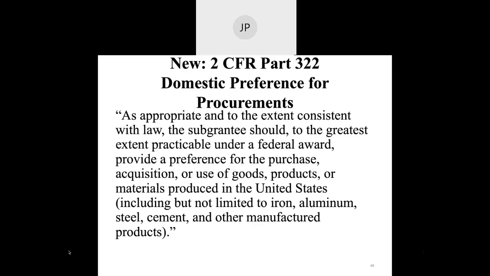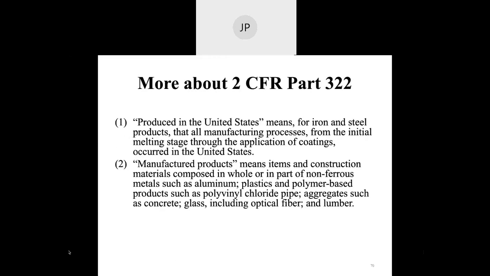The next few slides detail the new domestic preference for procurement regulation. We are required to include this language in subawards for funds we've received since November 12, 2020. So you will continue to see this regulation in new subawards going forward into the next fiscal year. Here you see the definitions in the GAN as what produced in the United States means, and also what manufactured products means. So there's no question of what is meant by those terms. And this language is directly taken from the regulations, as we must do.